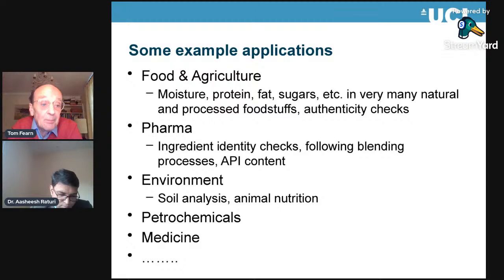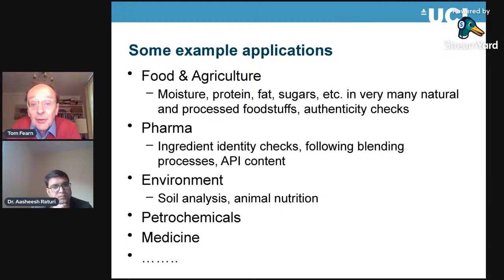Wheat, for example, is traded on near-infrared measurements of moisture and protein, and has been for a long time. And that, along with similar measurements in flour, were the applications that really launched the commercial spectrometers, because there was a big market in the food and ag industries for that.